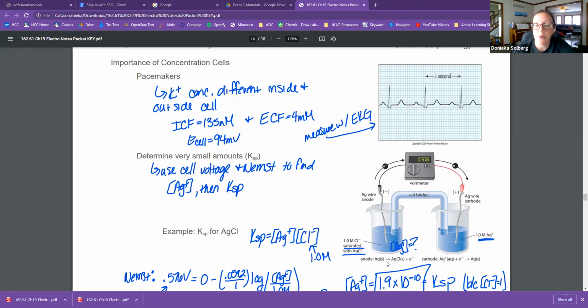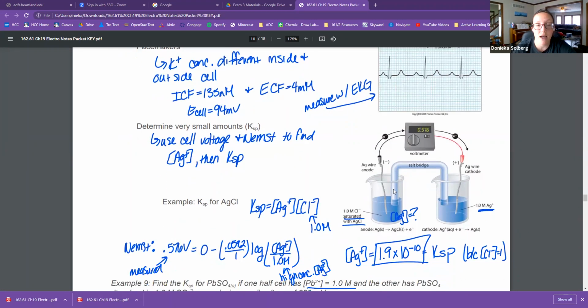Okay. I've got my salt bridge, I've got my voltage, I've got my electrons transferring, and then I make the other one 1 molar, just for ease of calculations, of just silver. There's no chloride in here because if I put chloride in here, it would make a solid. I don't want that. I've got a voltmeter so I can measure the voltage. So you measure the voltage and you plug it into the equation.